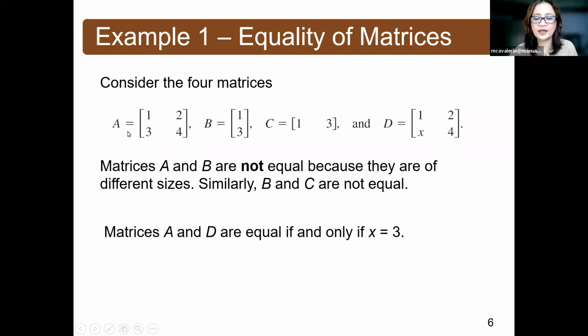But since A and D are of the same size, we can see that A would be equivalent to D if x is equal to 3, because according to the definition, a sub ij should be equal to b sub ij for all i and for all j, right? So as we can see here, you have A11 equal to B11, A12 the same as B12, and then we also have A22 equal to B22. And so for these two matrices to be equal, A21 should be equal to B21 when x is equivalent to 3.